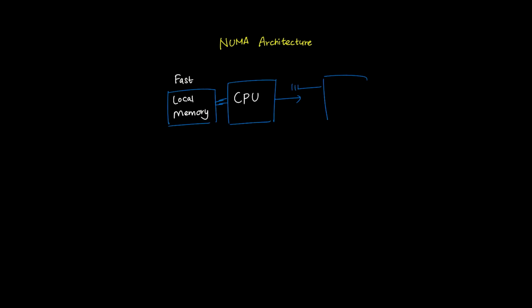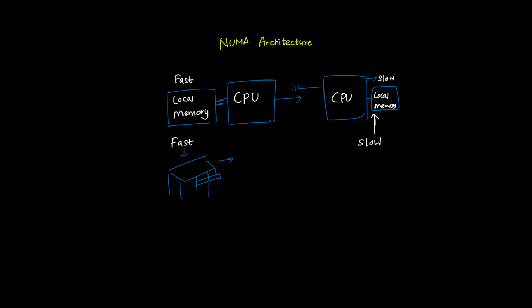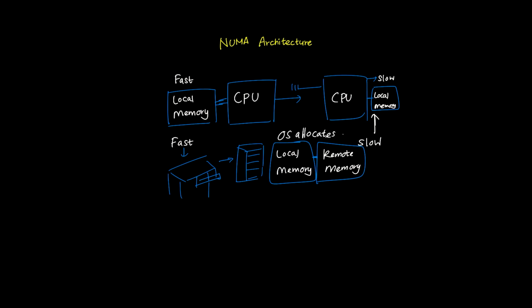NUMA architecture addresses the reality that memory access isn't uniform in multiprocessor systems. In a NUMA system, each processor has local memory. It can access quickly, but can also access remote memory attached to other processors more slowly. It's like having your own desk drawer versus walking to a filing cabinet across the room. The operating system tries to allocate memory close to the processor that will use it most.